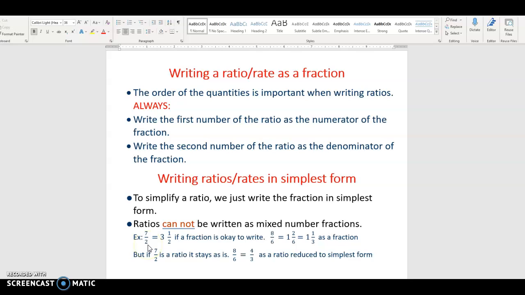So if I had 7 over 2 as a fraction, I could change that to 3.5. Well, that's a fraction. It's okay to write it. 8 over 6, 1 2/6, which is 1 1/3, as a fraction is fine. But as a ratio, you cannot do that. The 7 over 2 must still stay 7 over 2. The 8 over 6 can be reduced to 4 over 3 as a ratio, reduced in simplest form, but it still cannot be written as a mixed fraction. I do not remember seeing this in anything in your TEAS textbook, but just be aware of this.